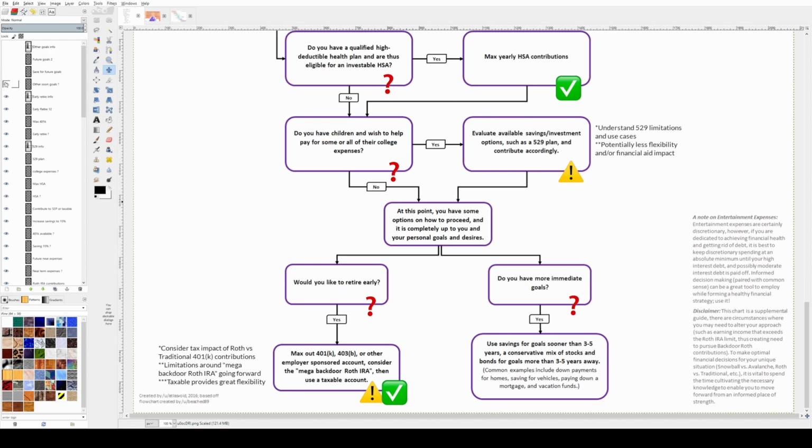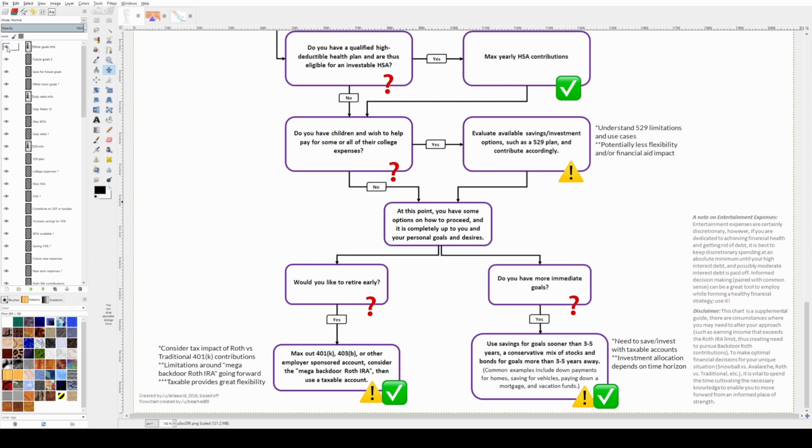The other question is, do you have more immediate goals? And in this case, it suggests using savings for goals sooner than 3 or 5 years, and then using a conservative mix of stocks and bonds for goals more than 3 or 5 years away. And this I give also a check and a warning, but overall this is generally good. The caveat here, which may be obvious but isn't directly stated, is that you need to save or invest in taxable accounts or savings accounts for this, not retirement accounts. Unless, of course, you are of the age where you can access the money from your retirement accounts.